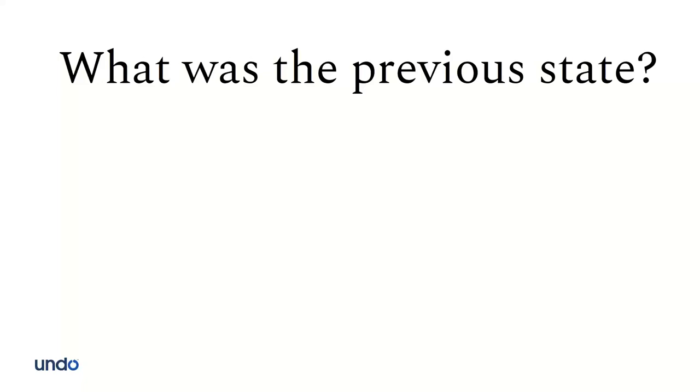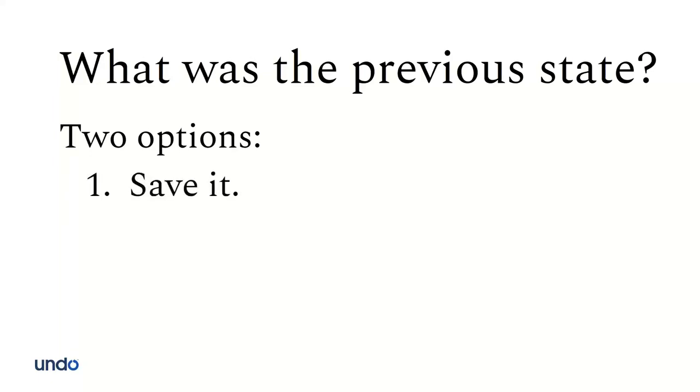So let's talk a little bit about how you do this. How does this work? How do we make this magic happen? We're going to step back a line, and we want all the state to go back to what it was. So we're asking this question: what was the previous state of the program? Well, if you think about how you're going to implement this, there are really two ways you can do this, right? First thing is you can just save it.